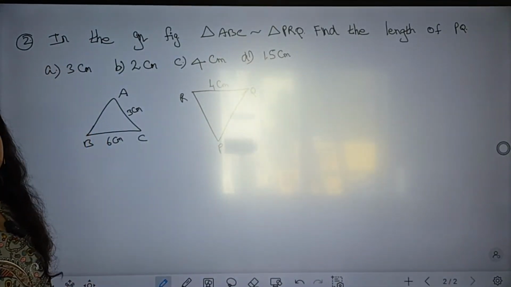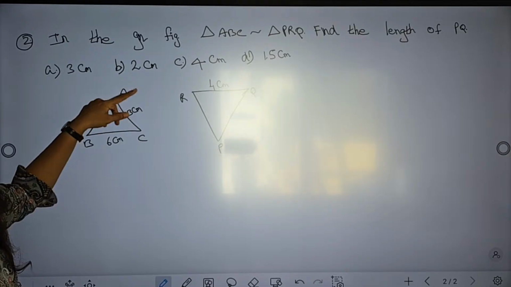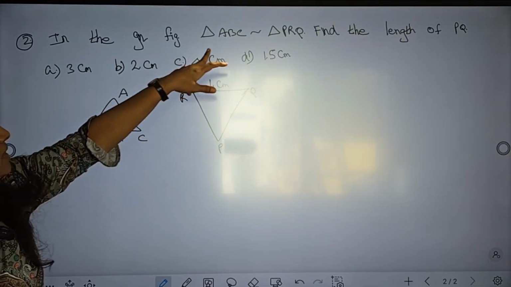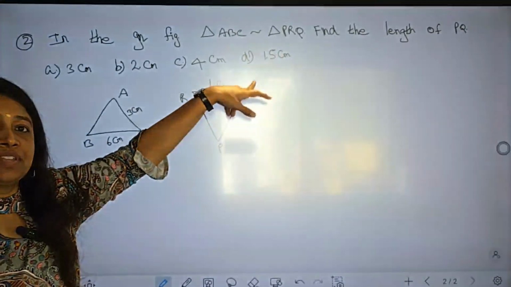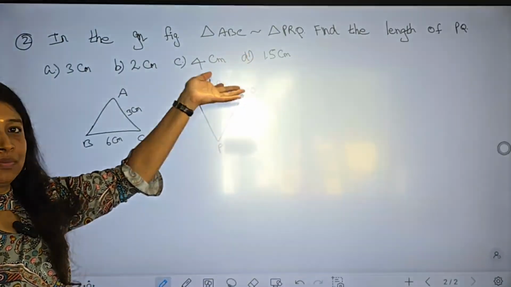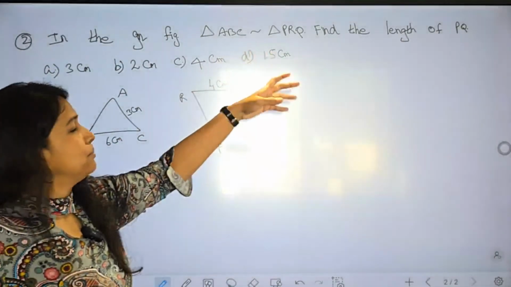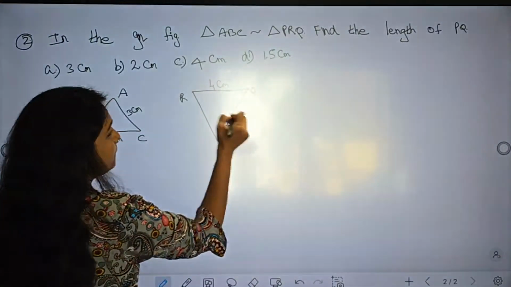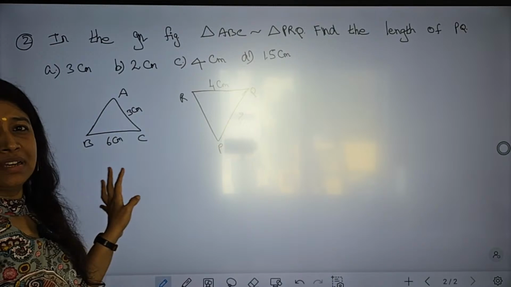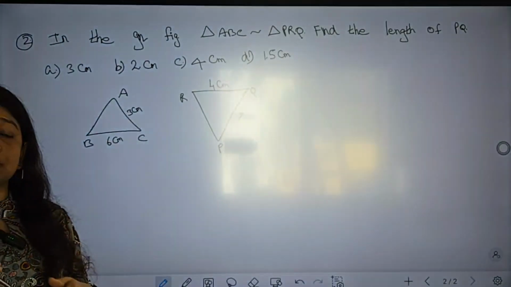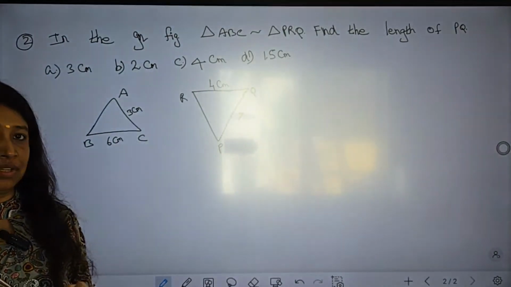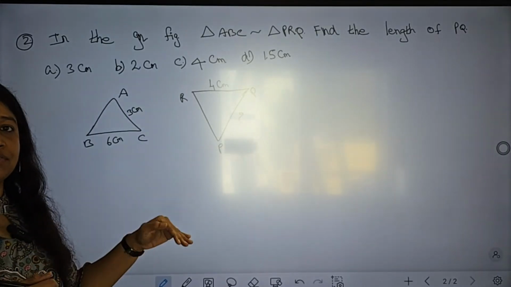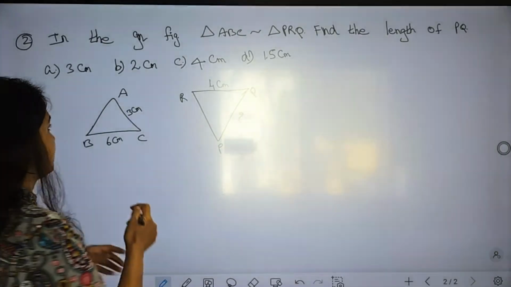Okay. So look at this problem. Two triangles are given, and in the question itself they have given they are similar. So easy peasy this sum. They're asking to find the length of PQ. We know that if two triangles are similar, their corresponding sides are in proportion. So using that property, we can find the unknown side.